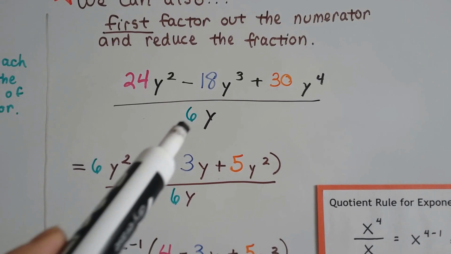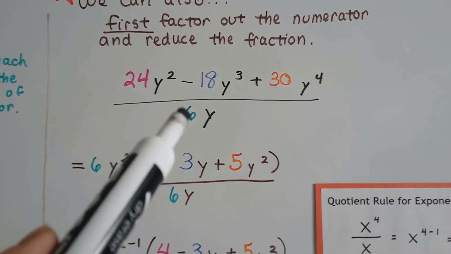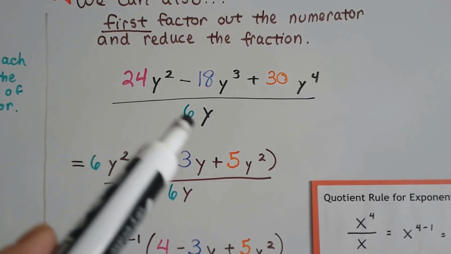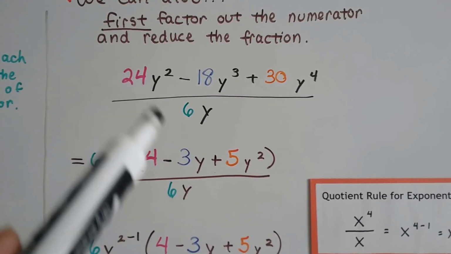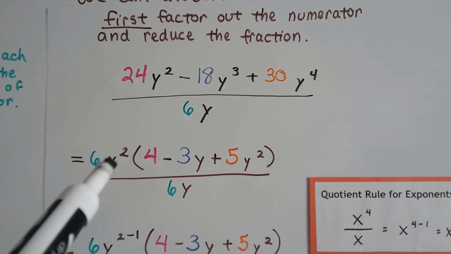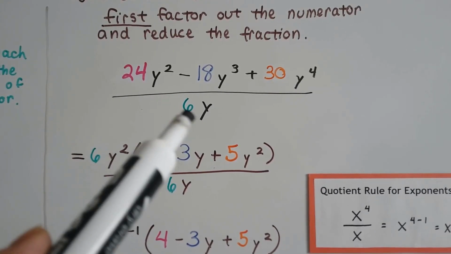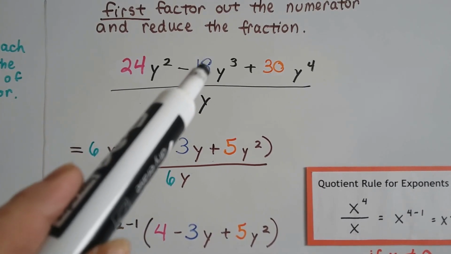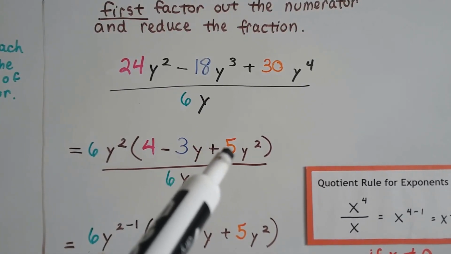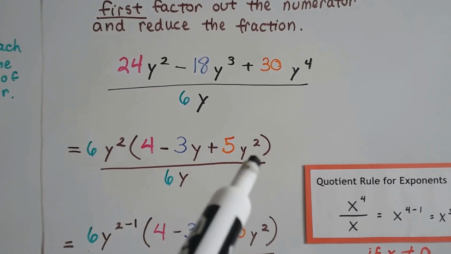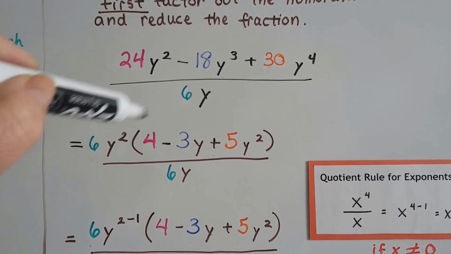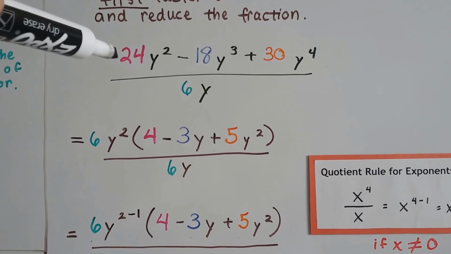So what we do is we factor out this 6y, and this ends up becoming 6y squared times 4 minus 3y plus 5y squared. See? And if we did distributive property, it would bring us right back to this polynomial. See?